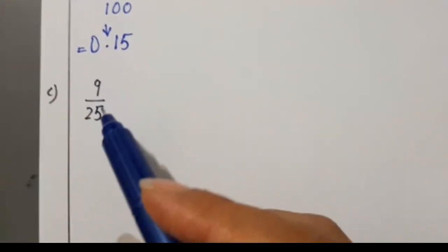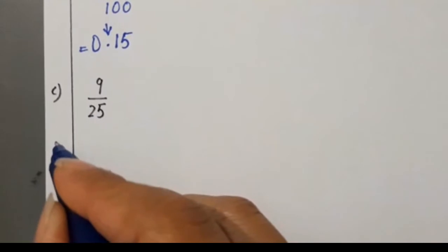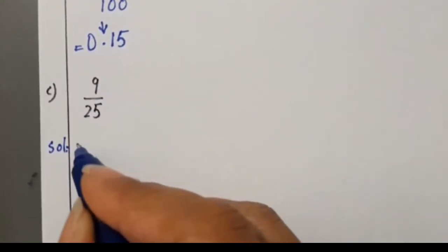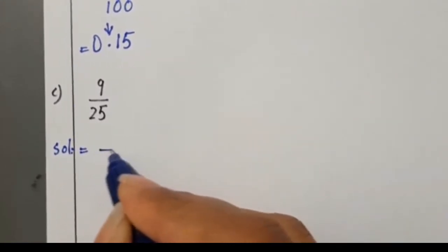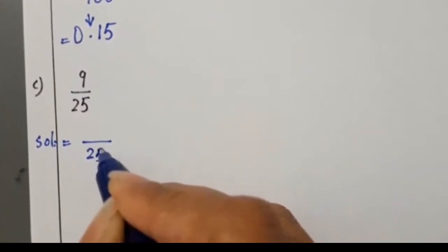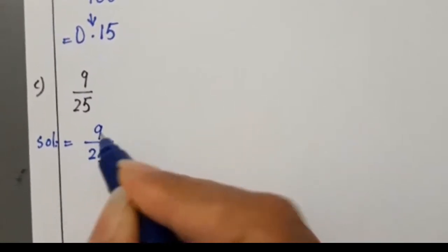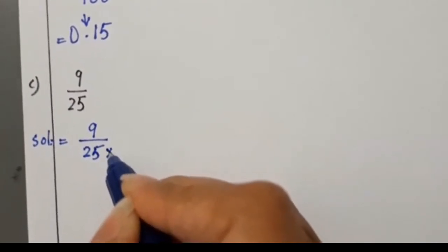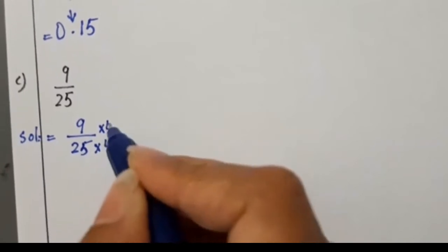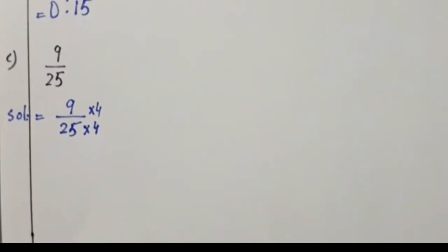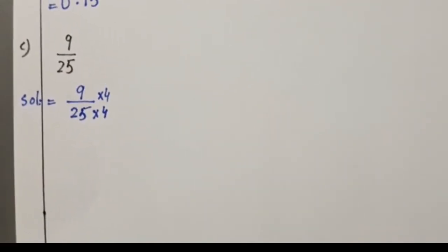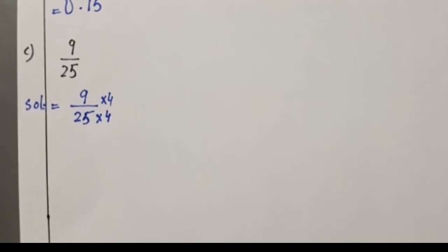So boys, this part has 9 by 25 and you all know the table of 25 is very easy like the table of 5. 25 ones are 25, 25 twos are 50. So when we have 50, 50, it means we have 100. So 25 fours are 100, and if I am multiplying 4 in the denominator, I have to multiply 4 in the numerator. 9 fours are 36 and 25 fours are 100. I will write the new fraction 36 over 100.